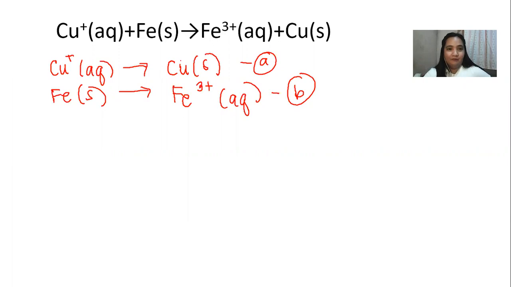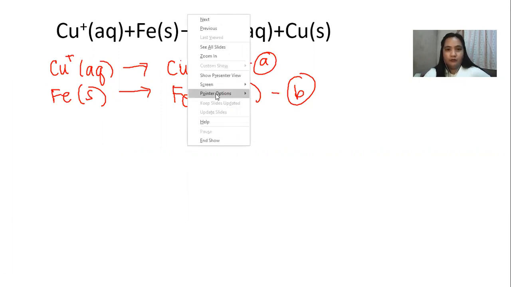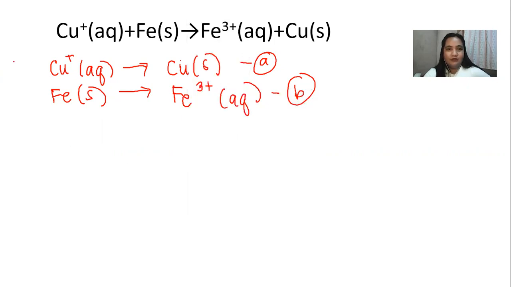So the first step was doing the two half reactions. And then the next one says balance the elements. So just balance the number of elements. We have one copper here, and one copper there, so no need to multiply coefficients. Likewise for iron, I have one iron and then another iron on the product side.